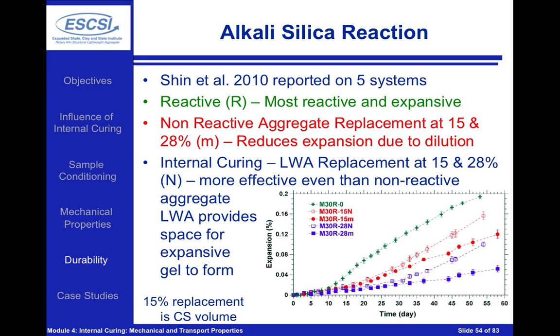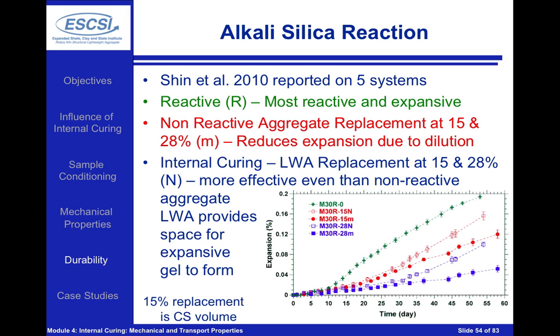The blue, however, with the open symbols representing a 15% replacement and the closed symbols representing a 28% replacement, what we can see here is that the internal curing is actually even more effective than just diluting the system, just replacing the sand with a non-reactive particle. Here, apparently the benefits of the internal curing actually override the effects of just dilution, and we're seeing an even greater delay in the overall ASR reaction that's taking place in these systems.